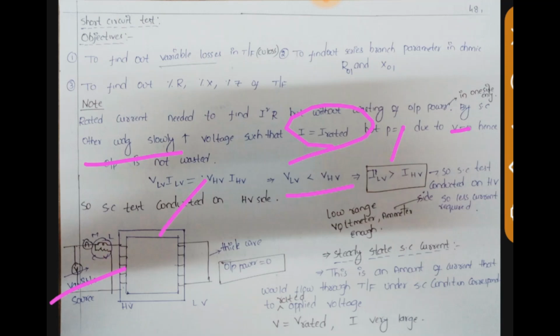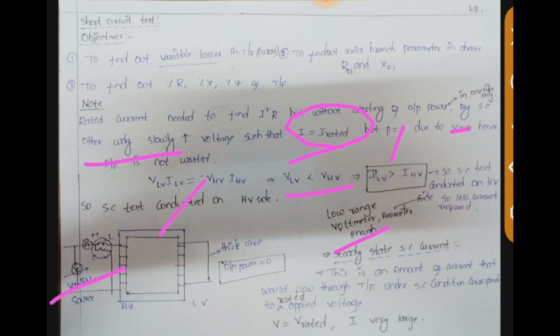In the polarity test with DC source we are conducting on HV. In the open circuit test we are conducting at LV. In the short circuit test again we are conducting at HV to maintain the low current, since we need rated current here. Now there are two concepts to note here.